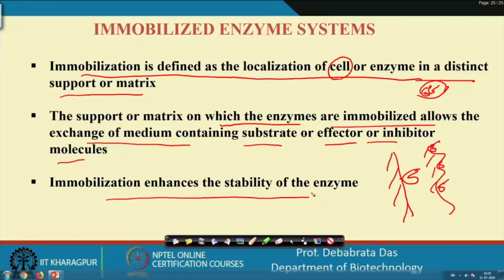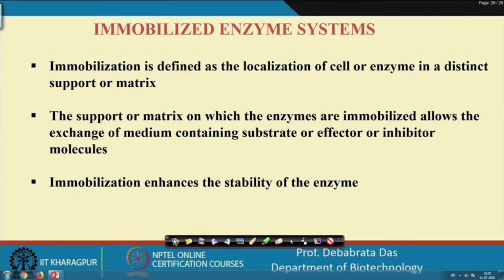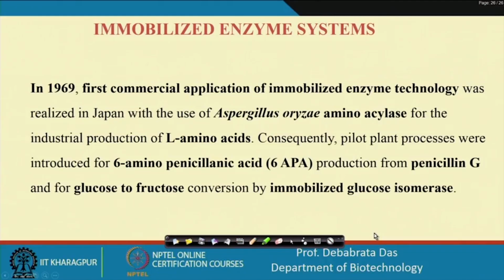Enzyme also has two lives: one is shelf life, another operating life. If you want to use the enzyme continuously, then after some time the activity of the enzyme will decrease to a great extent. Even if you keep the enzymes in refrigerated conditions for a longer period of time, you will find activity loss will be there. So stability of the enzyme is a great concern. This can be enhanced with the help of immobilization techniques.